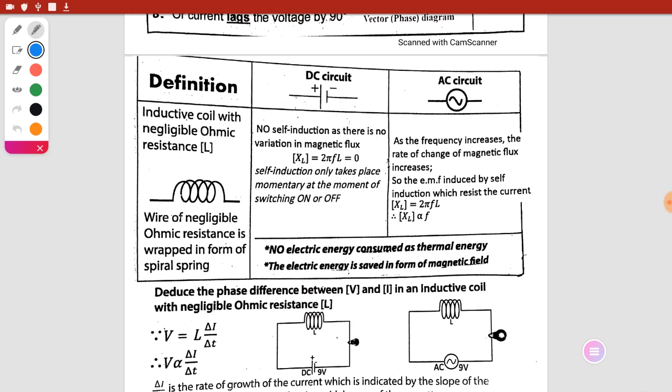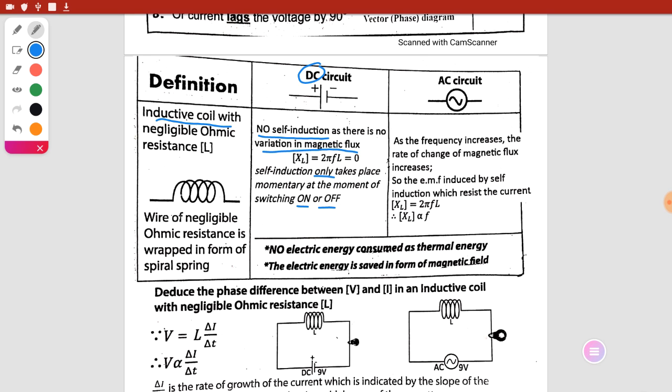When we make a comparison between a DC circuit and an AC circuit, we observe that an inductive coil of negligible ohmic resistance is a wire of negligible ohmic resistance wrapped in the form of a spiral spring. In the case of direct current, there is no self-induction, no variation in the magnetic flux, because XL equals 2πFL. DC has frequency 0, so XL equals 0. Self-induction only takes place at the moment of switching on and off.